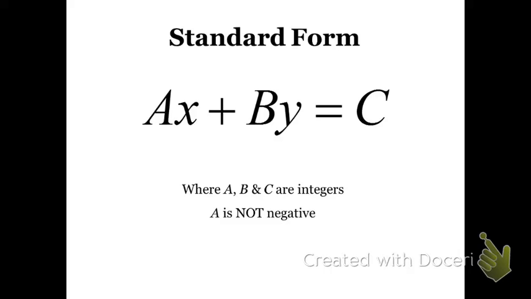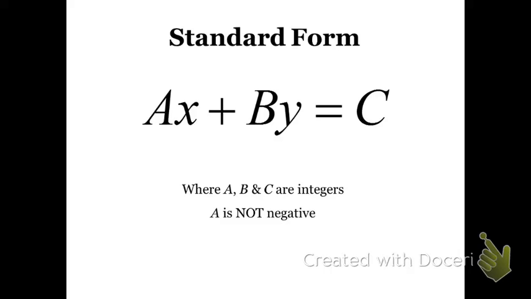The third way you can represent the equation of a line is in standard form, and that's defined as ax plus by equals c, where a, b, and c are all integers. So when it's all said and done, a, b, and c are going to be actual numbers, and x and y are just going to stay as x and y, and a is non-negative.